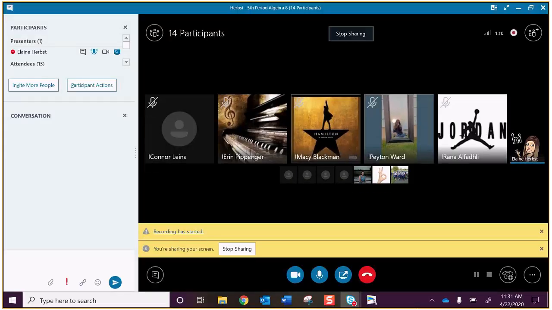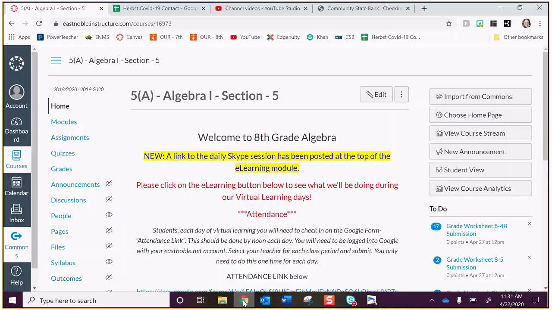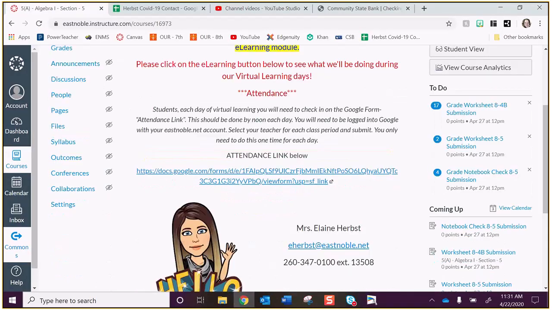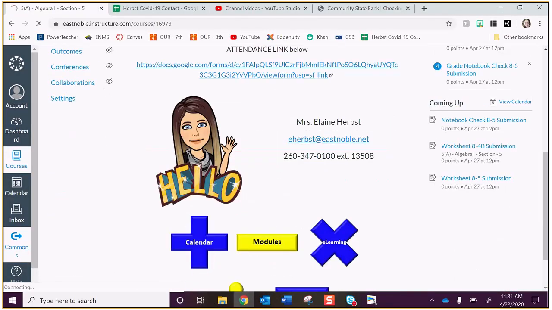Remember that yesterday's assignment was worksheet 8.4b. That needs to be uploaded into Canvas as soon as you finish that. Remember, all work this week is due on Monday by noon. On Canvas, make sure you've got the attendance sheet filled out for the day.